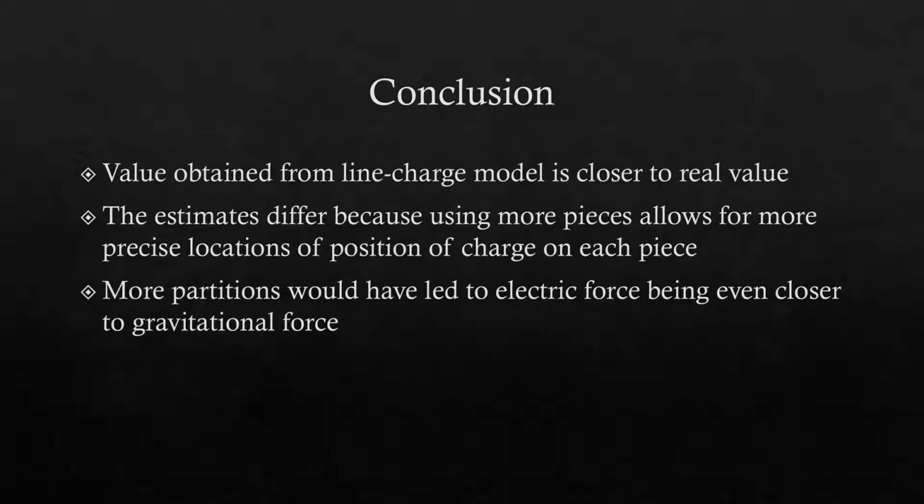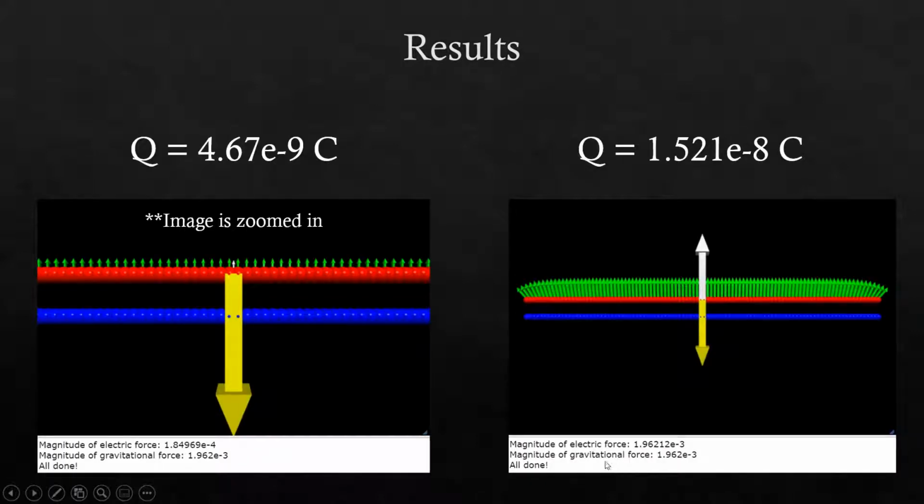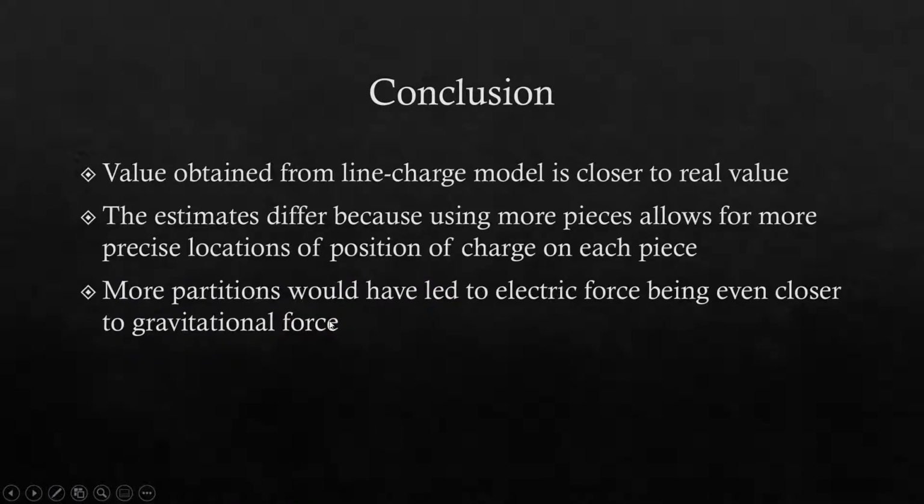So in conclusion, the values obtained from the line charge model yield a value closer to the real value, the real value being the gravitational force, because you remember that the electric force from the bottom tape on the top tape has to equal the gravitational force. And also these estimates differ because using more pieces allows for more precise locations of each position of charge on each piece. So thus, having more partitions would have led to the electric force being even closer to the gravitational force.